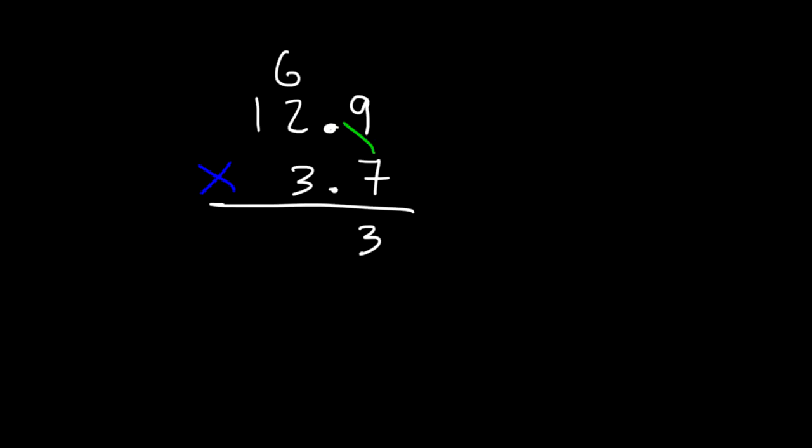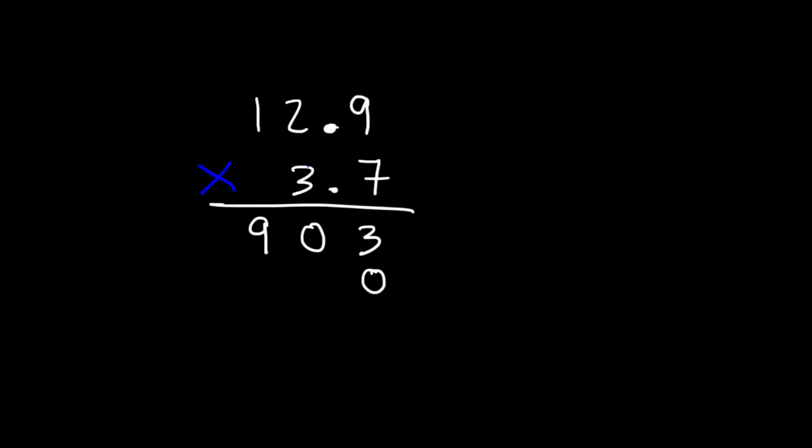Next, let's multiply 2 times 7. 2 times 7 is 14, plus 6, that's going to be 20. So we're going to write the 0 and carry over the 2. Next, we have 1 times 7, which is 7 plus 2. That's equal to 9. Now let's add a 0. Let's get rid of these numbers.